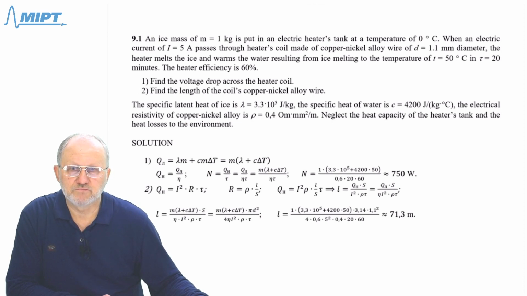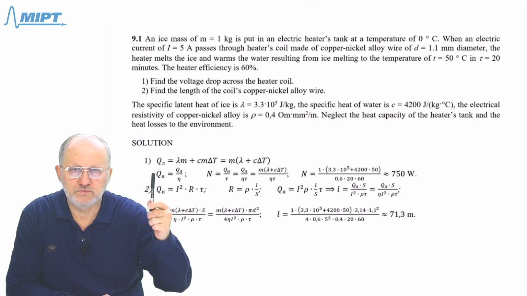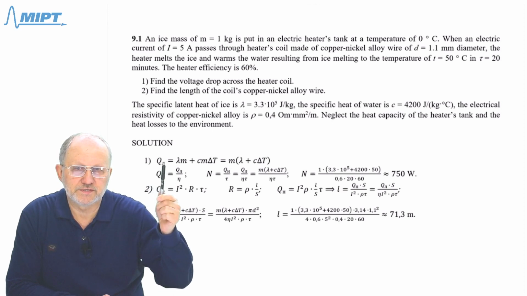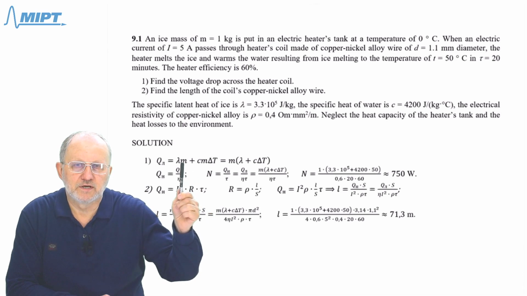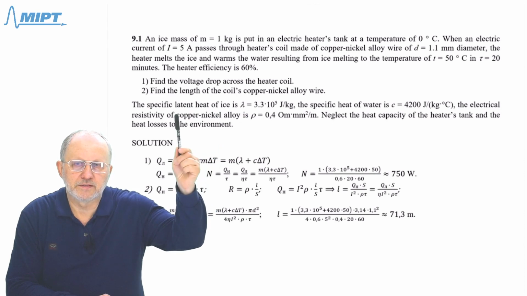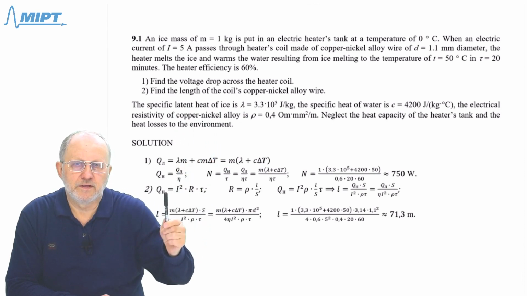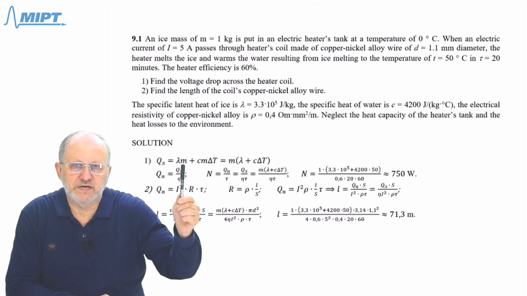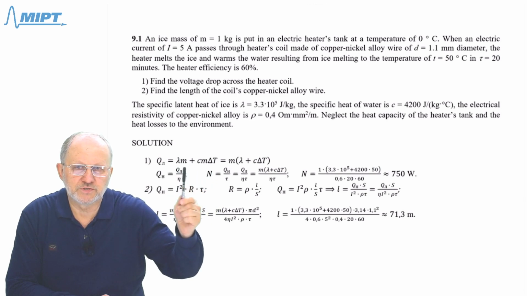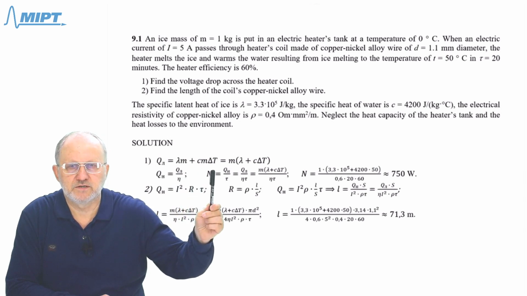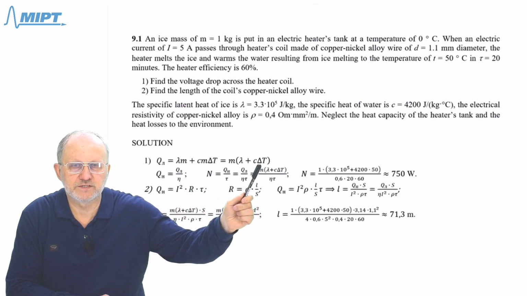The solution to the first question is shown below. Q is the total heat required to melt the ice and to warm up the resulting water. Lambda is given to you. This is the heat of ice fusion. M is the mass of the ice, and C is the specific heat of water. So this formula gives you the total heat amount which is needed to melt the ice and to heat the water to increase its temperature by delta T.